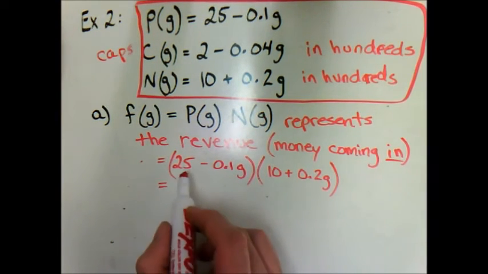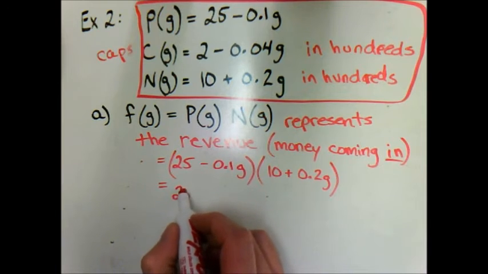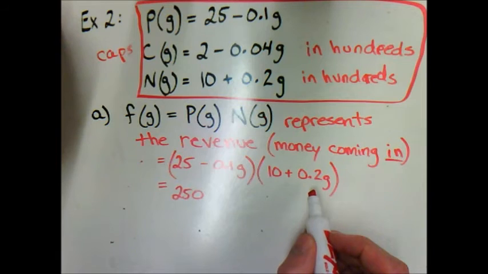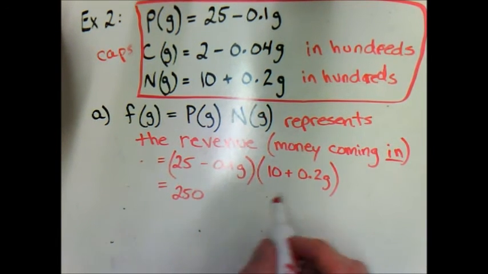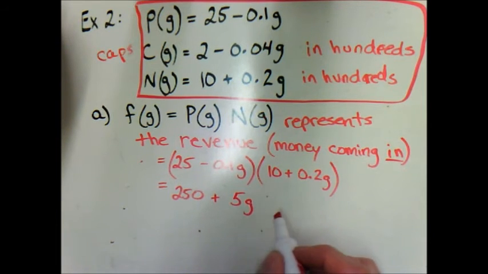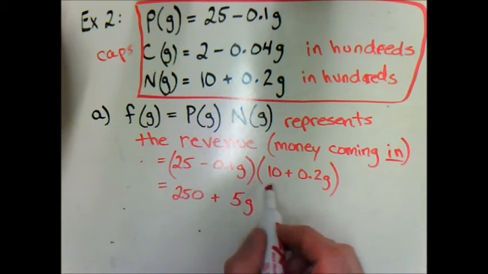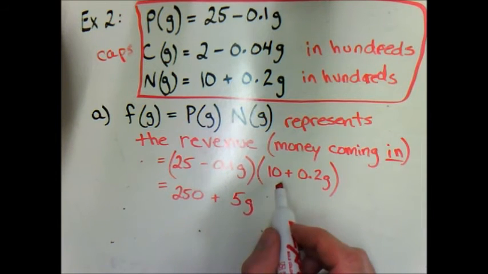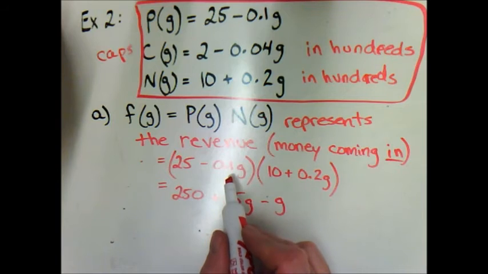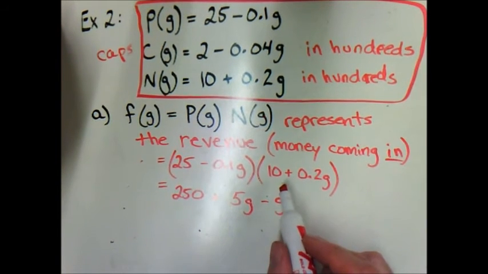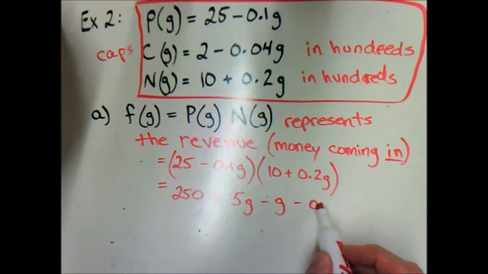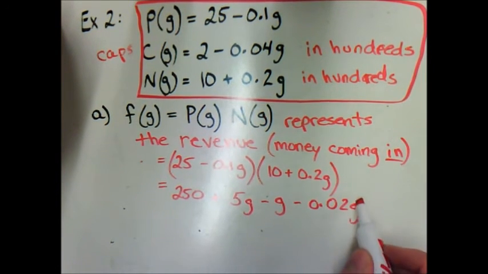And if we distribute these, we have 25 times 10 is 250. 25 times 0.2g is 1/5 of 25, so that's plus 5g. And then we have inside times inside, which is negative 0.1 times 10, which is negative 1g. And then negative 0.1g times positive 0.2g is negative 0.02g squared.